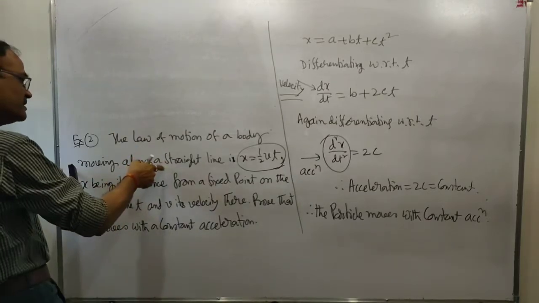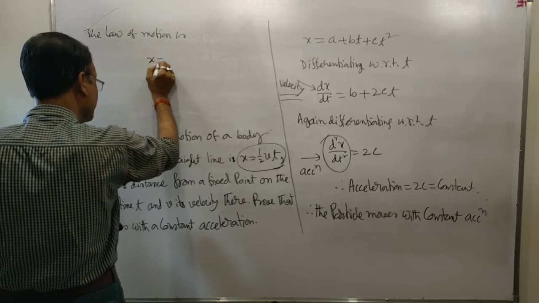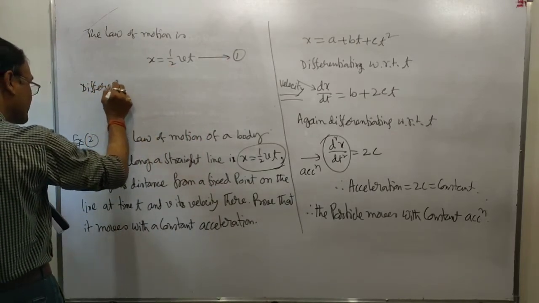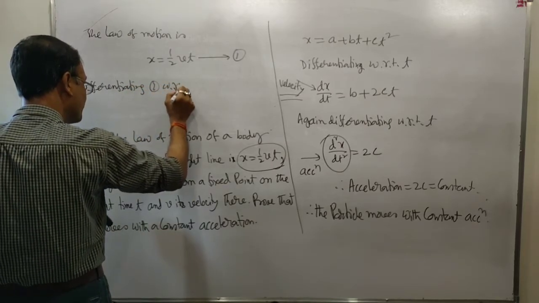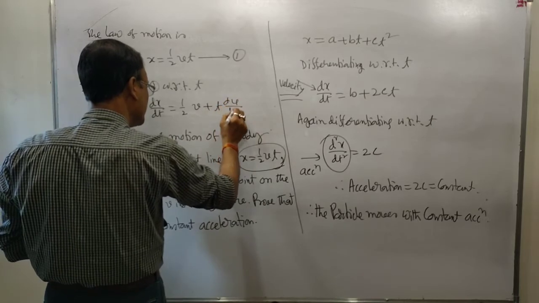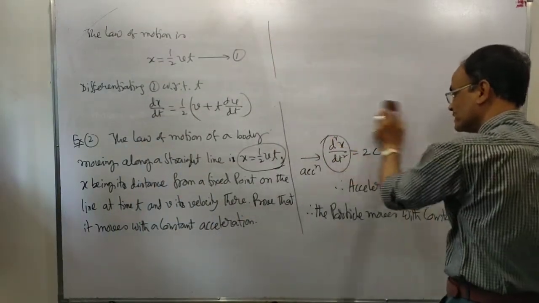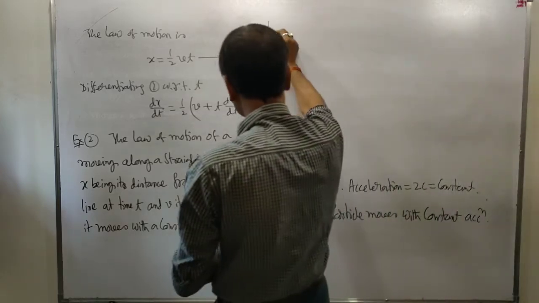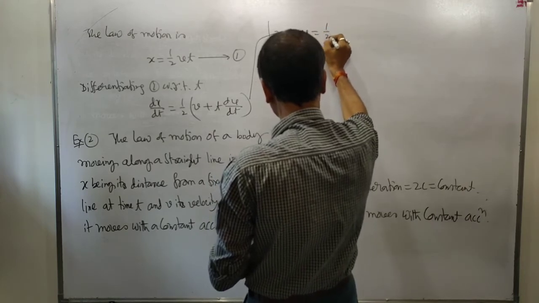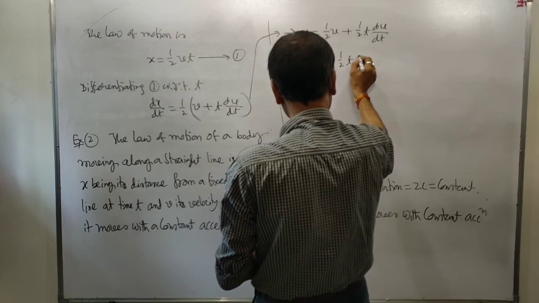Now, the law of motion is x is equal to half of vt. Suppose this is number one. Differentiating one with respect to t, you will get dx by dt equal to half of v plus t dv by dt. What is dx by dt? Rate of change of displacement. It is velocity. Therefore, v equal to half of v plus half of t dv by dt. This means v by 2 equal to half of t dv by dt.